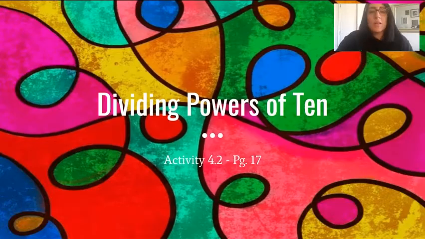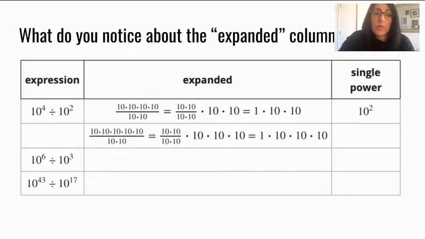So going into the next activity, we're going to look at dividing powers of 10. And we start with a very familiar table. You've seen these in the last several lessons with the expression column, the expanded column, and then that single power. Before you pause and work, let's just notice some things in the expanded column. The expanded column shows each power of 10 expanded into factors. So the division is written as a fraction, and a certain number of factors in the numerator and denominator being grouped because their quotient is 1.